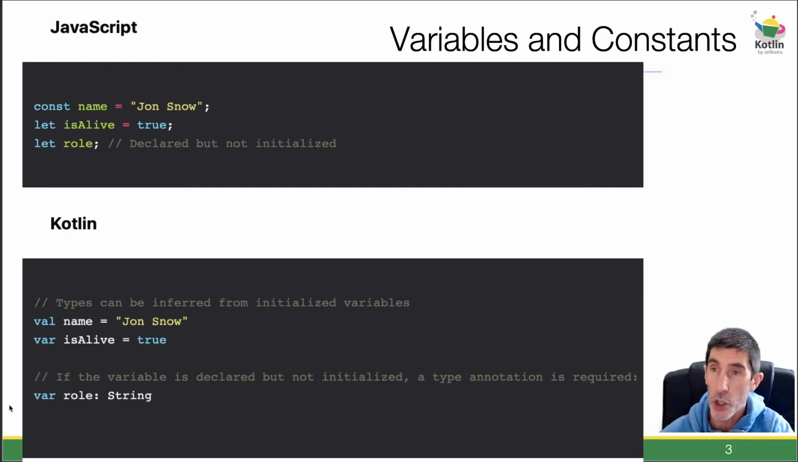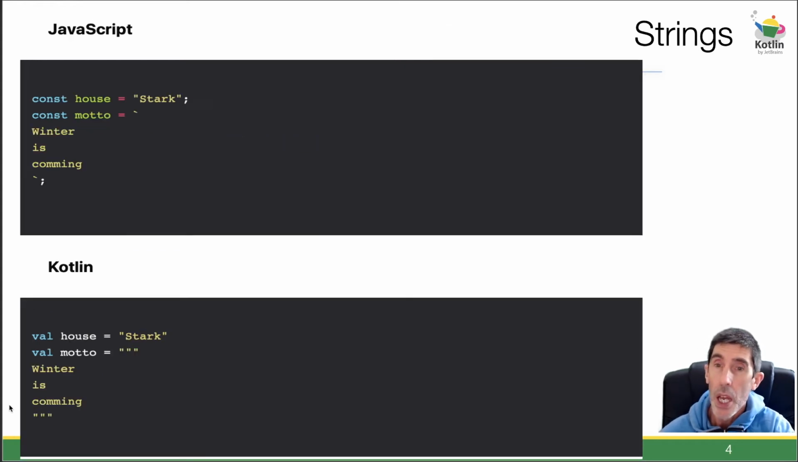Okay, so that's just our variables and constants. In terms of strings, just a couple of little examples here. Here we're saying in Kotlin, val house is assigned Stark, whereas up here it's const, right? So kind of familiar with that.